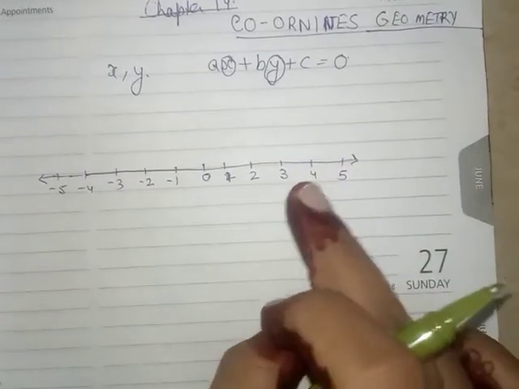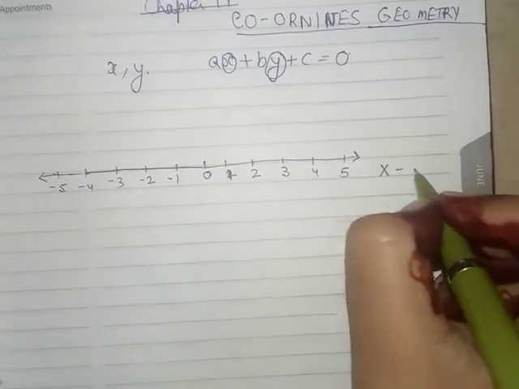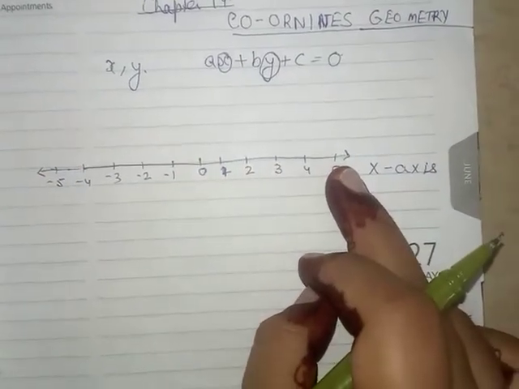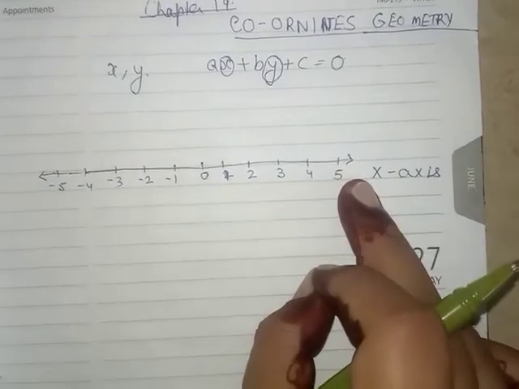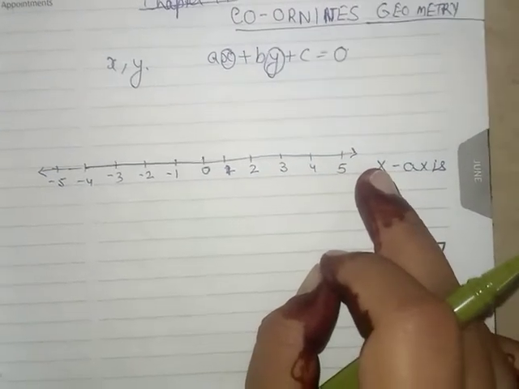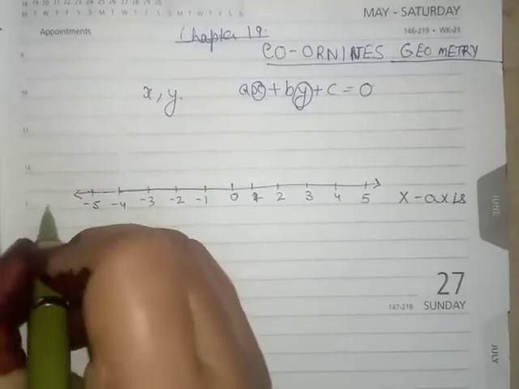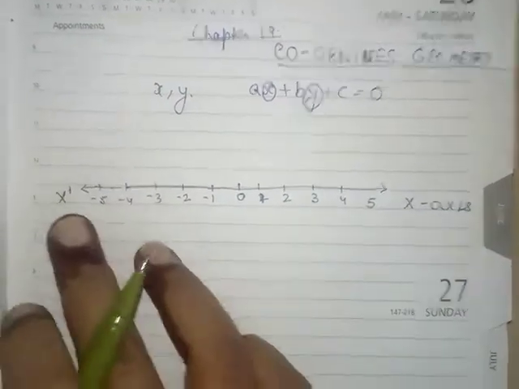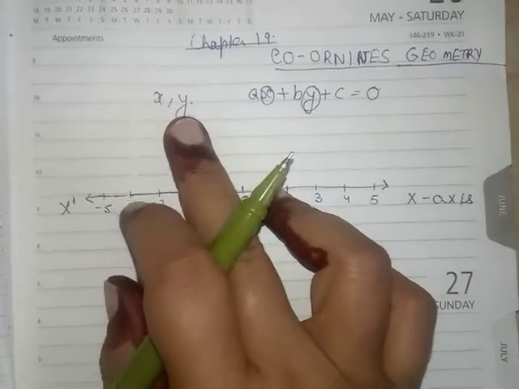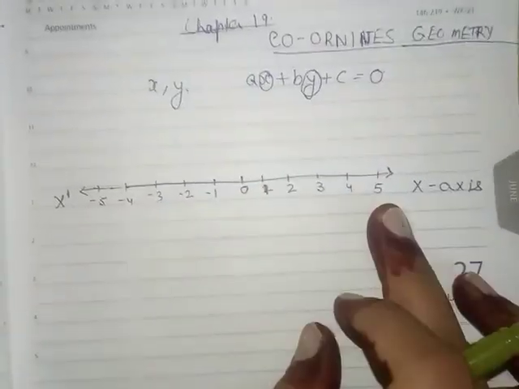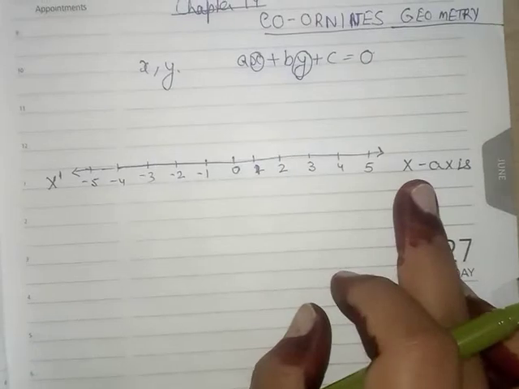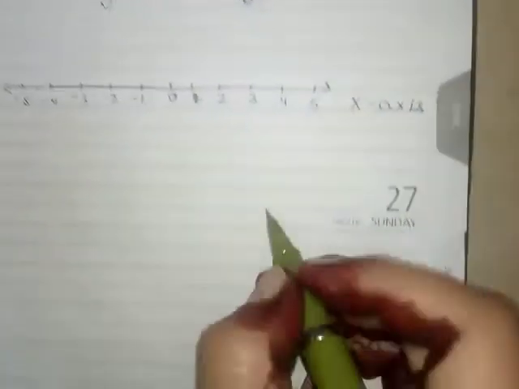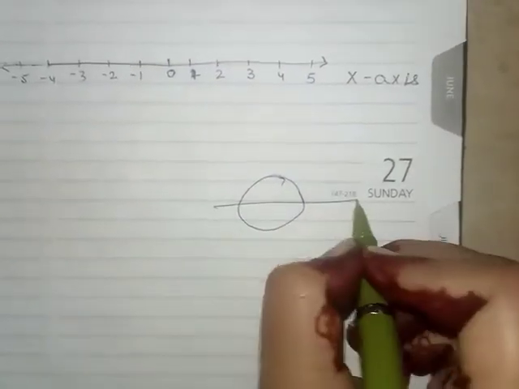This number line is known as the x-axis, meaning the horizontal line is known as the x-axis. In the positive direction, we used to say it x coordinate. In the negative direction, it is known as x dash. When I am talking about the xy axes, that is fully the x-axis in the positive direction, and in the negative, x dash.